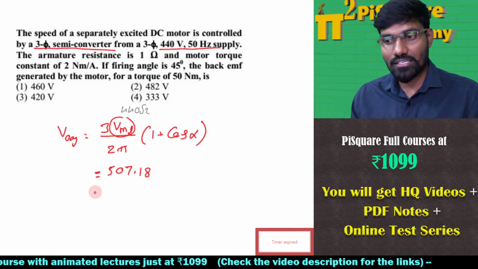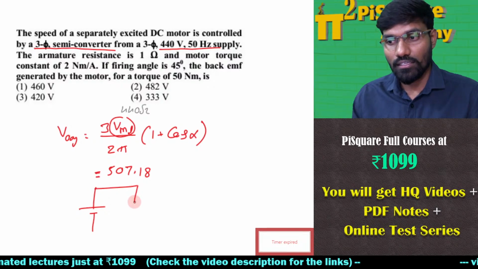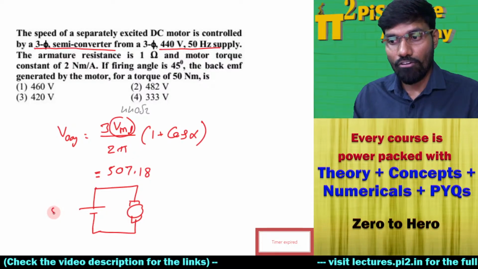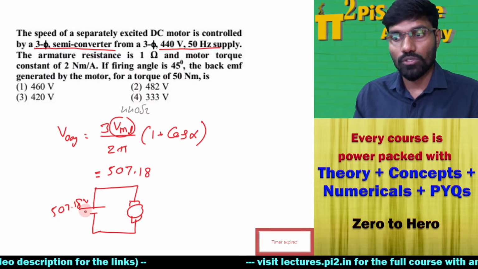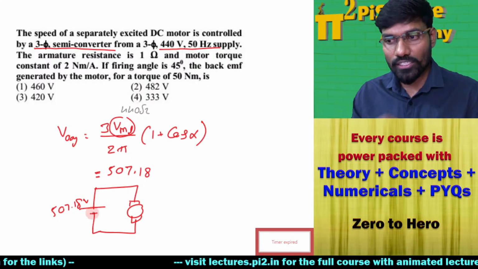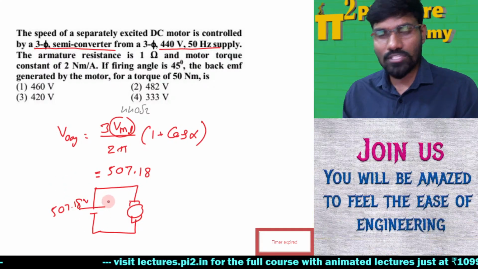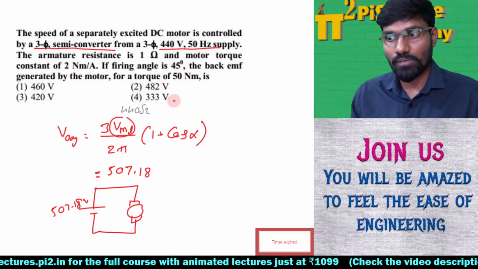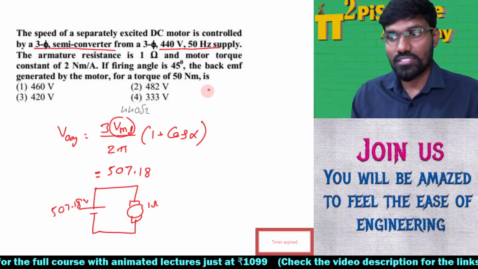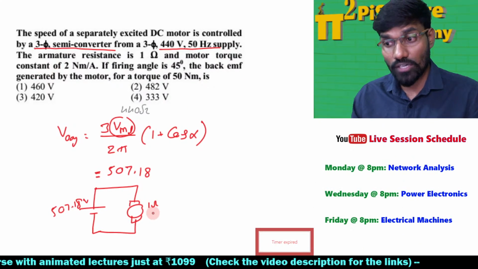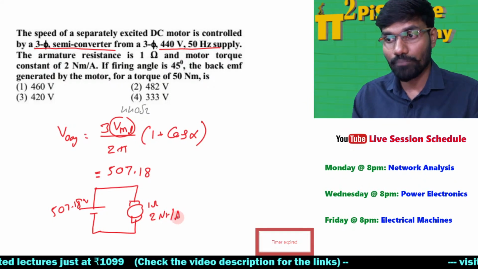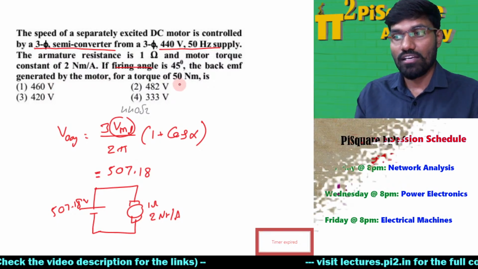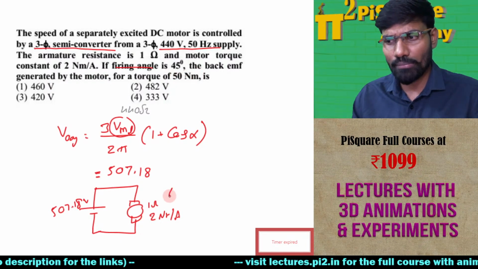So now it will be just like a separately excited DC motor fed from 507.18 volts. Of course, this voltage source is fed from a three-phase semi-converter, but how does it matter? Now we have 1 ohm resistance, the motor torque constant is given as 2 Newton meter per ampere, and the torque is asked as 50 Newton meter. You need to find the EB value.